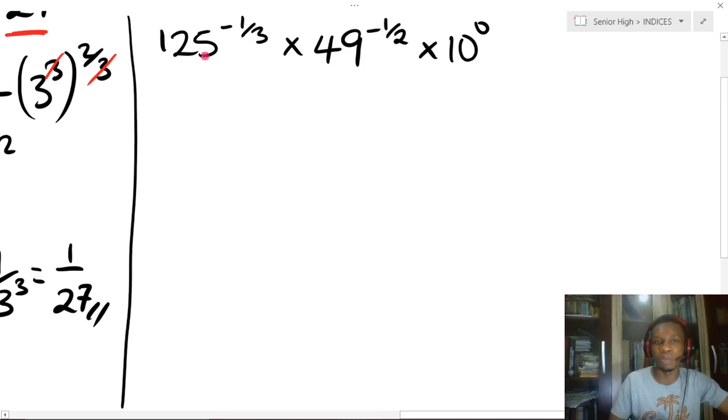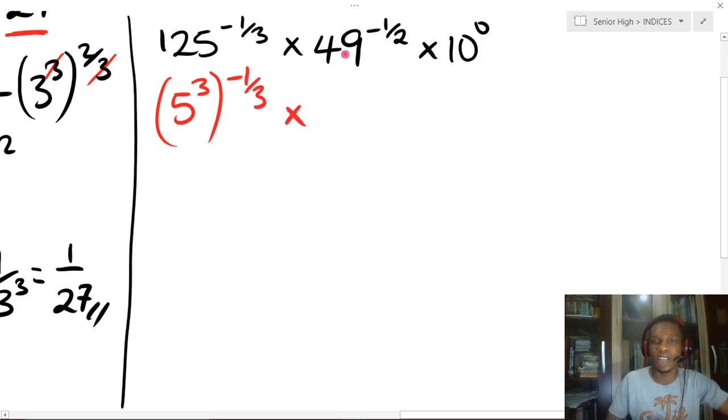Now 125 can be written in the base of 5. 5 raised to the power of 3 will give us 125. I know that because 5 times 5 is 25, and 25 times 5 will give me 125. So I have 5 to the power of 3, all in brackets, raised to minus 1 over 3, times. Now 49 also can be written in its base of what? 7. 7 raised to the power of 2, all in brackets, raised to minus 1 over 2, times 10 raised to the power of 0 is 1, and 3 raised to the power of 0 is 1.